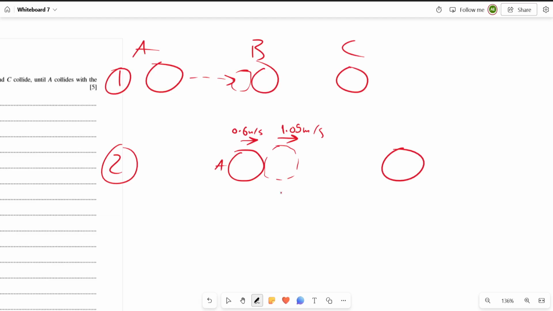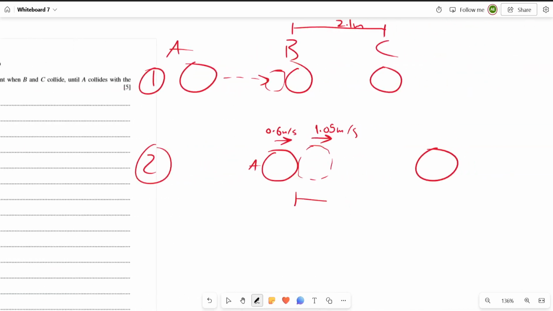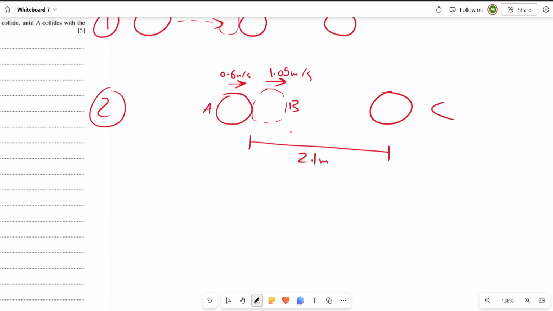And this is particle C. We know that the distance between B and C was 2.1 meters. So the distance from here to particle C is also 2.1 meters. Now, B is moving faster than A, so it's going to reach C before A reaches C. That's logical. It's going to combine with C, so now it's going to hit C, and they're going to move together with a speed of 0.5 meters per second.